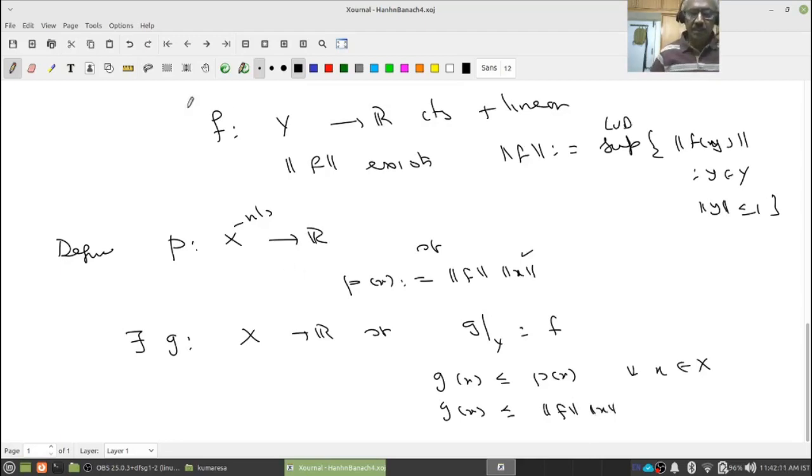Now you can ask your question: when I want to show it is continuous, what am I supposed to show? I am supposed to show that modulus of G of x is less than or equal to norm of F into norm of x. How do I get it? Think about it. I am sure all of you have figured it out. But let me go through the proof just to be on the safer side, so that all of you understand this.